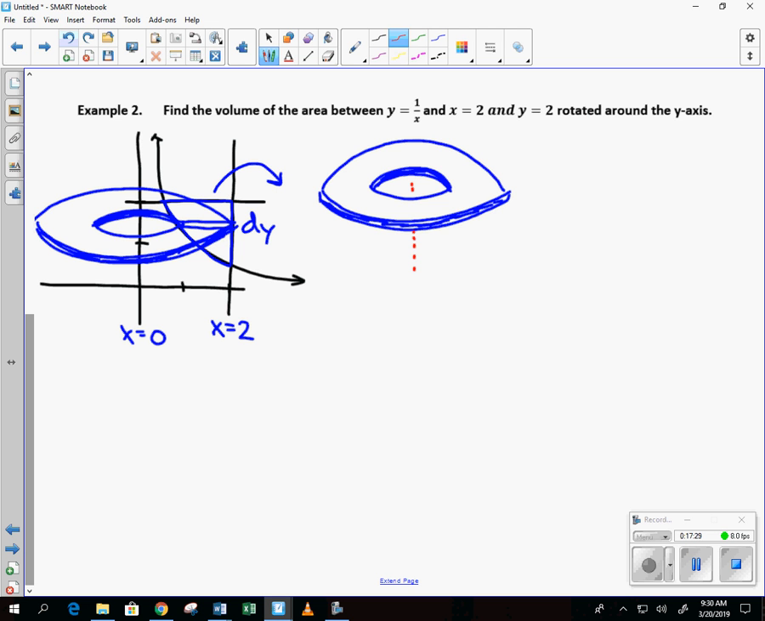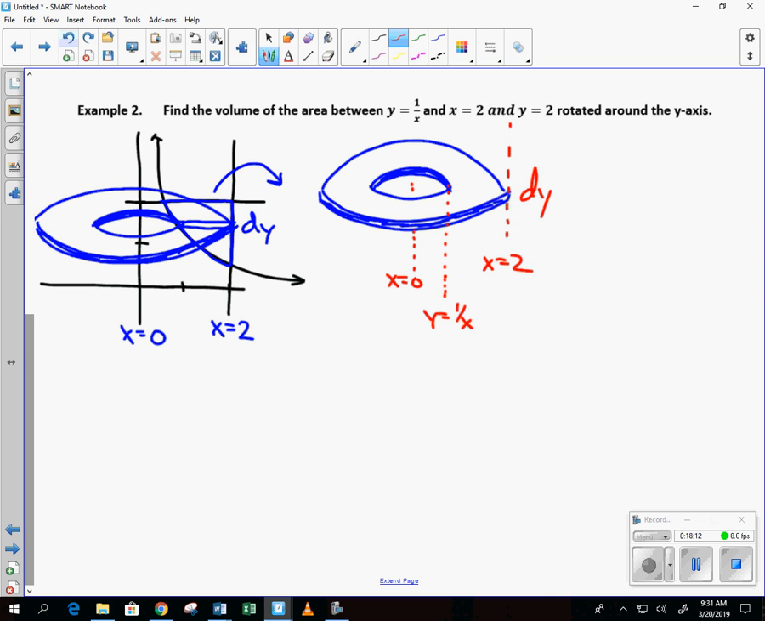Okay. What determines the middle? The y-axis, which is x equals 0. What determines the inside of the washer? It is 1 over x, y equals 1 over x. What determines the outside of the washer? x equals 2. Is everybody clear? What's the thickness? dx or dy?